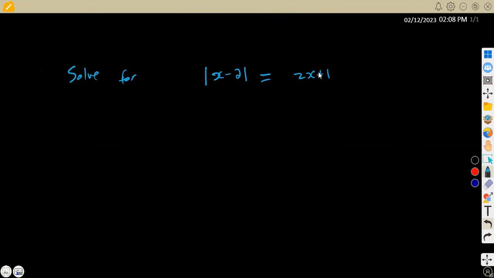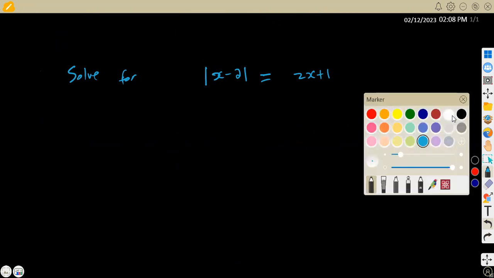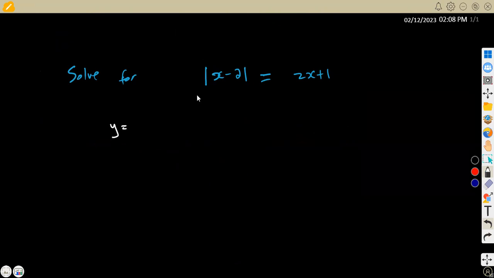Take note, we could have solved this equation by squaring both sides. Remember, if you're given a modulus, you can square the equation, then you solve. But we can solve this graphically by sketching the two graphs: the graph of y equals the modulus of x minus 2, and the graph of y equals 2x plus 1, on the same Cartesian plane, or on the same axis.